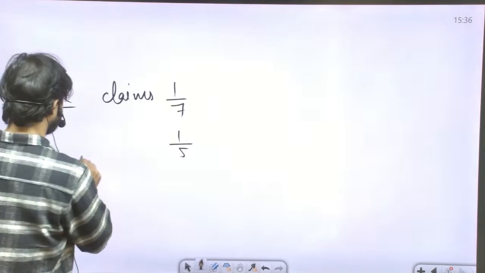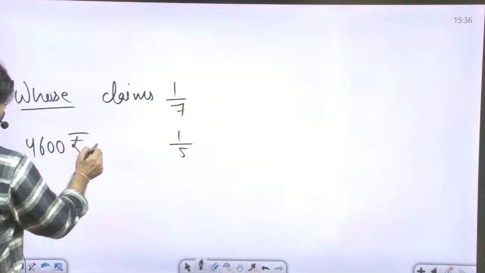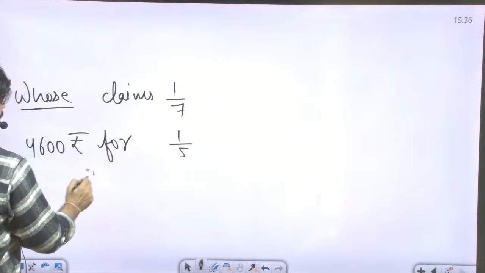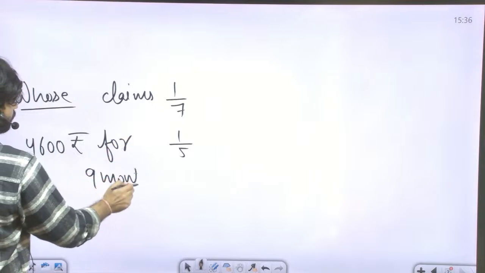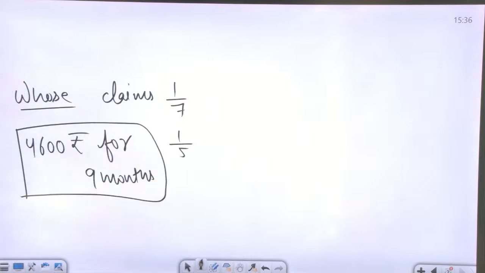4600 rupee for 9 months. C has invested 4600 rupee for 9 months. Full stop. How much capital did A contribute?